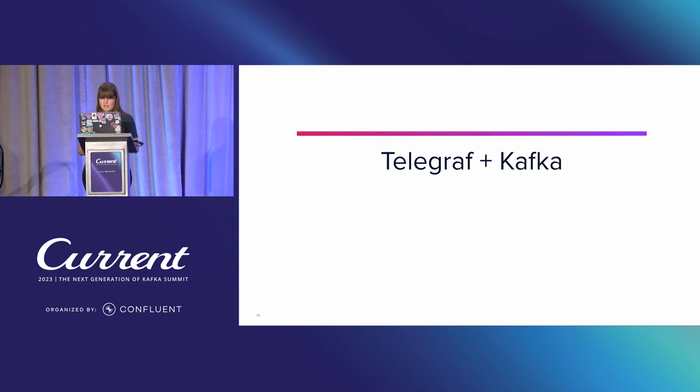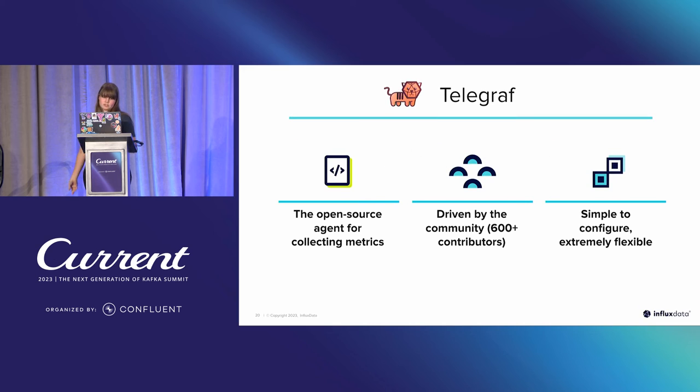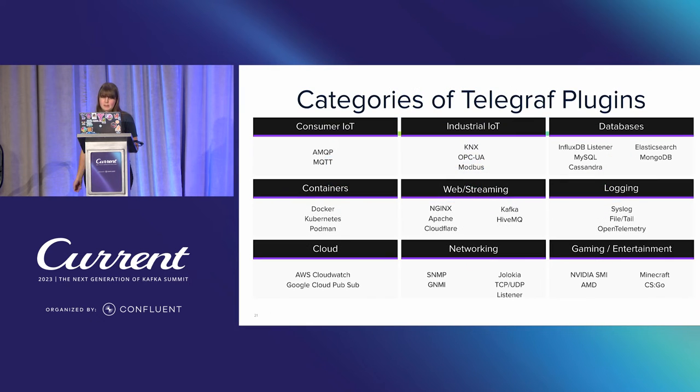So now we can get into Telegraf. So Telegraf is an open source agent for collecting metrics. It's driven by a huge community because we have over 300 input and output collectors, which on the next slide I'll show a few of them because there's too many to name. It's simple to configure. It's meant to be low code and just easy to run. That's all on purpose.